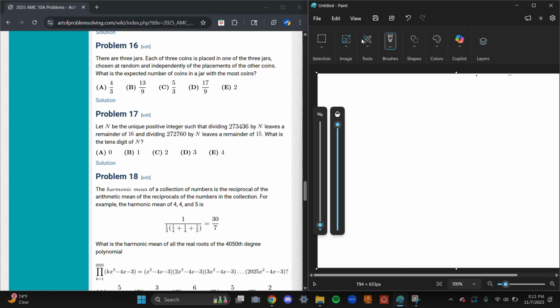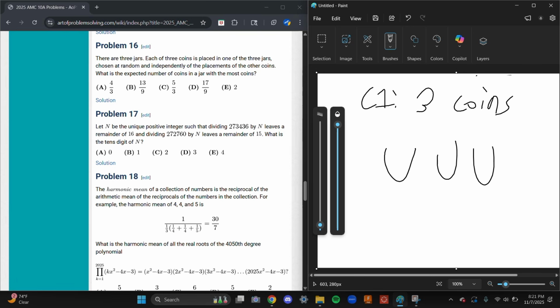So for example, if I have 3 coins in the jar with the most coins, then 3 of the coins fell into one jar, and then the other 2 jars had no coins, right? So let's just do casework on that. So case 1, let's do 3 coins in one jar. Without loss of generality here, I'm going to pick this jar to have all my coins in it.